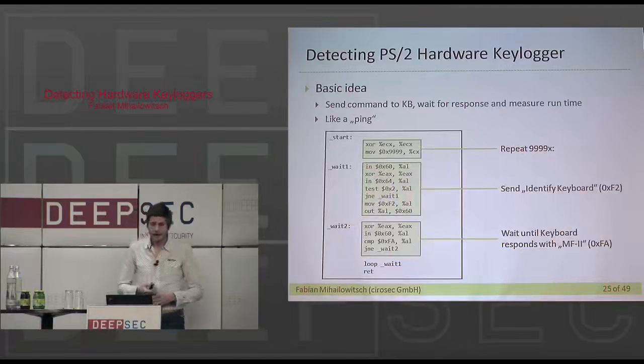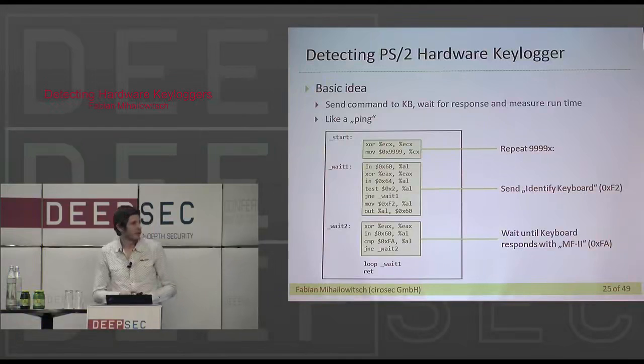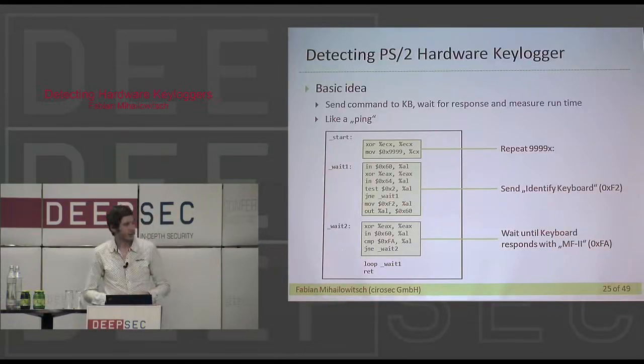So the idea I had is we have various keyboard commands, like I mentioned earlier, which we can use as kind of a ping, like, you know, from TCP/IP networks. So I just wrote a small assembler code which sends the identify keyboard command, which actually is F2, via port 60, which is the output port of the KBC, and that kind of stuff just is checking whether we can write.